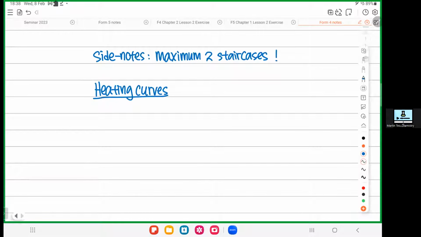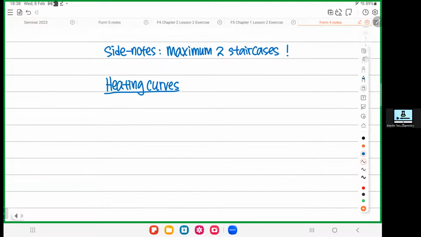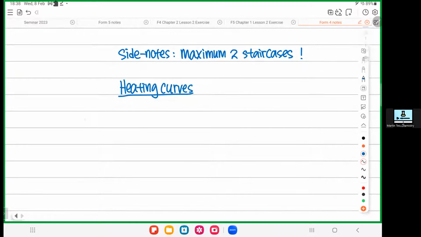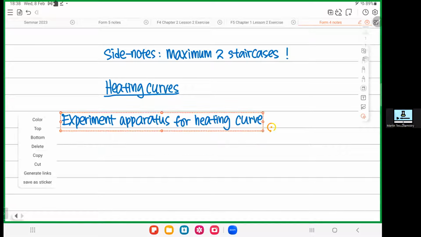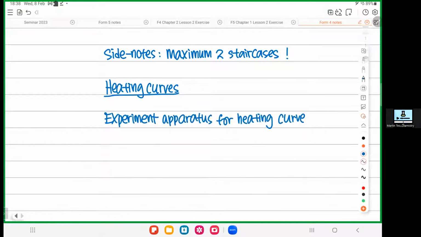First of all, you must know the experiment setup. This is the experiment they do to get the heating curve. This is the experiment apparatus for heating curve. Do you need to memorize the experiment? The answer, no need. Right, look at this.